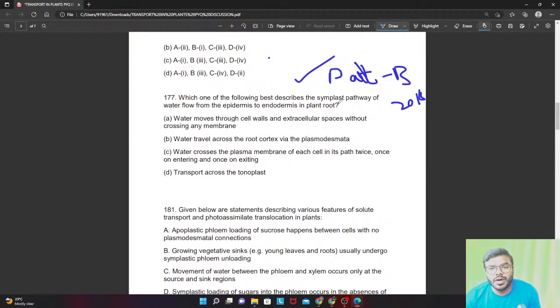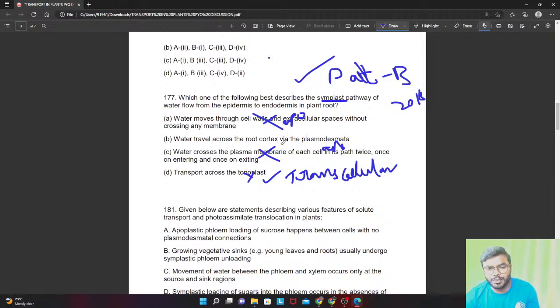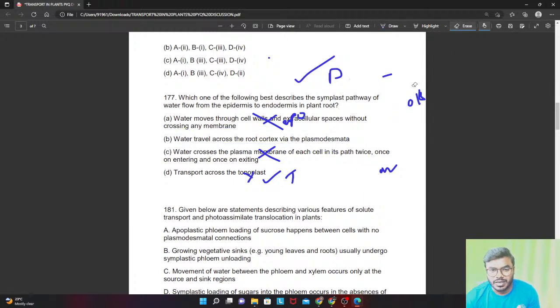The moment you hear the name symplastic pathway, what do you have to remember? Water travels across the root cortex via plasmodesmata. Is it, friends? And this is the apoplastic pathway. And crossing the plasma membrane will also be apoplastic. Transport across the tonoplast, what will it become? It will be the transcellular. So which represents the plasmodesmata, friends? Option B. Obviously this will be the correct answer. Very straightforward question. Simple 2 marker in your hand.